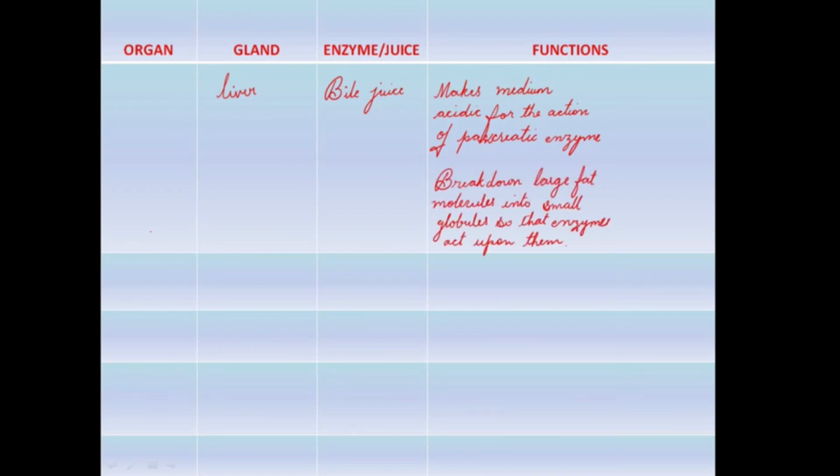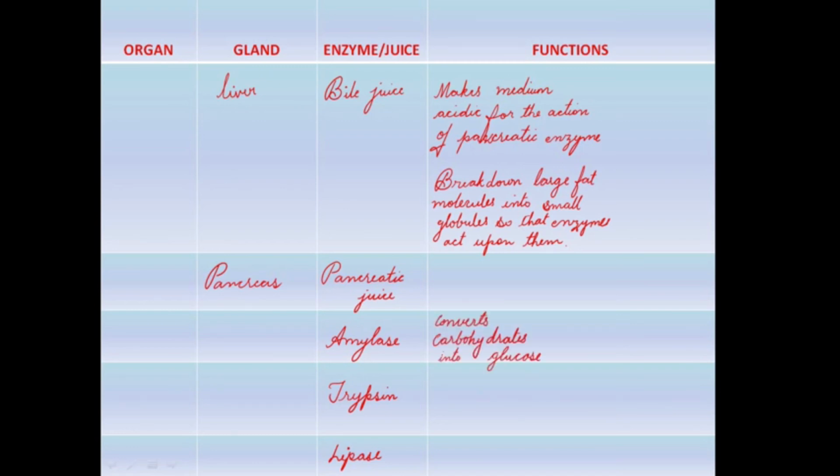The next gland is the pancreas. The pancreas secretes pancreatic juice, and this pancreatic juice consists of the enzymes amylase, trypsin, and lipase. The function of amylase is that it converts carbohydrates to glucose, whereas the function of trypsin is that it converts proteins into amino acids. The function of lipase is that it converts fats into fatty acids and glycerol.